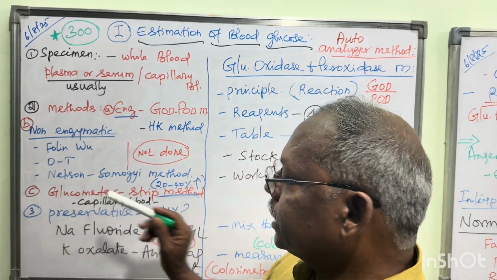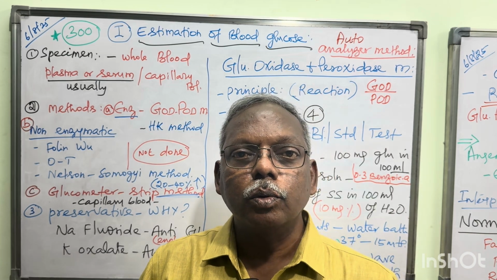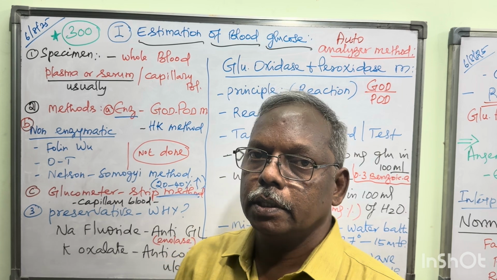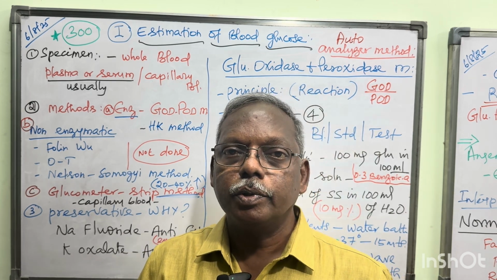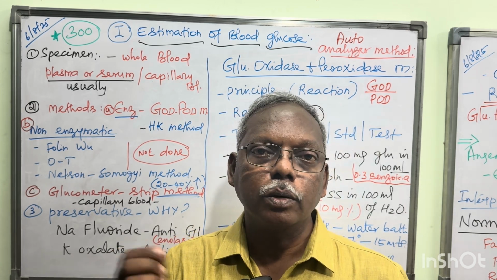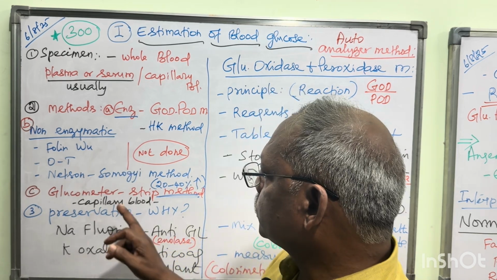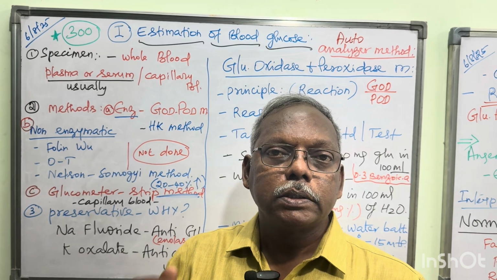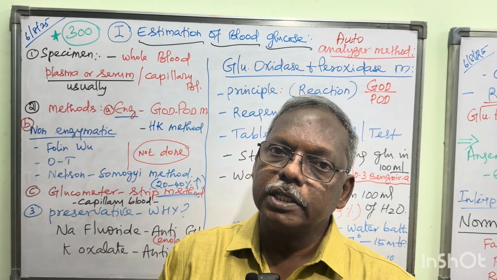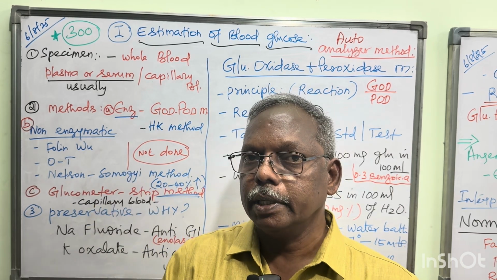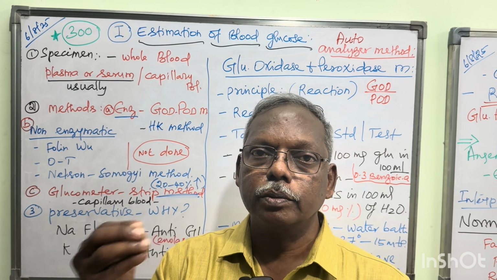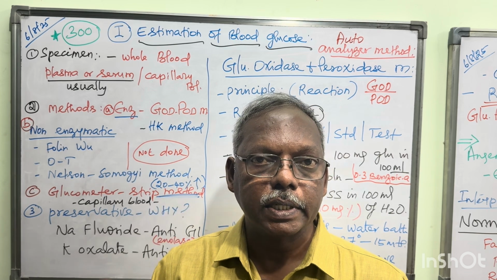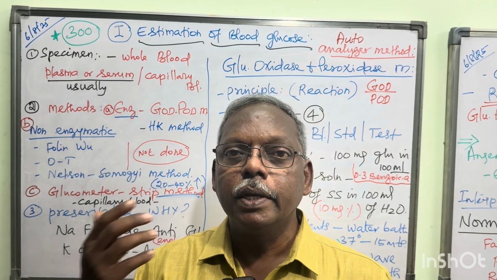Next one, you already know about the glucometer. This is otherwise known as self-monitoring of blood glucose, SMBG. One drop of blood from the finger is used in the glucometer, so it is capillary blood, strip method. The difference between venous blood and capillary blood is that the capillary blood value will always be 20 to 30 milligram per deciliter higher compared with the venous sample.